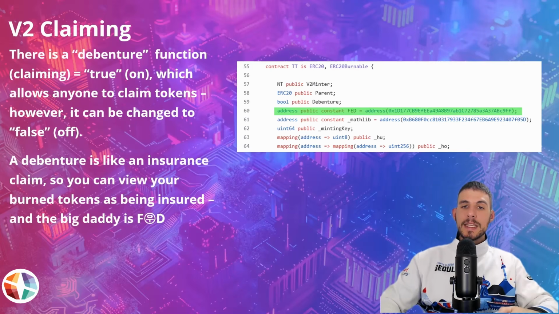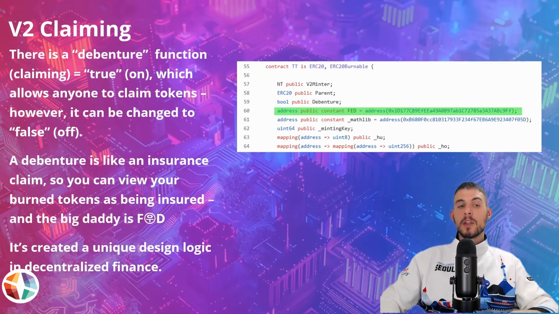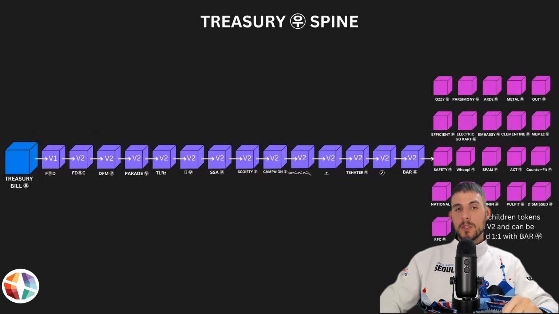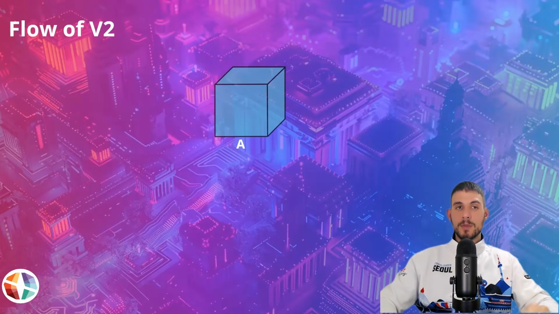And the big daddy is Fed. This is why the federal minter, the V2 federal minter, should always be launched off the Fed, because it holds a key place in this introduced logic. It's created a new and unique design logic in decentralized finance. This is the Treasury Spine. I have done videos on the spine and the branch logic, so you can check that out here, but I will go into this in a little bit more detail in this particular episode.